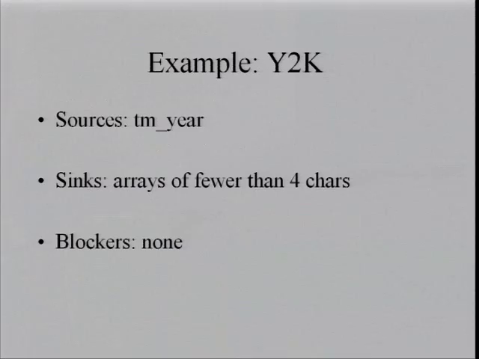As another example, this was actually used to find a Y2K bug in RCS, I think, basically just finding any place where a year variable could flow into something that couldn't represent the full precision.